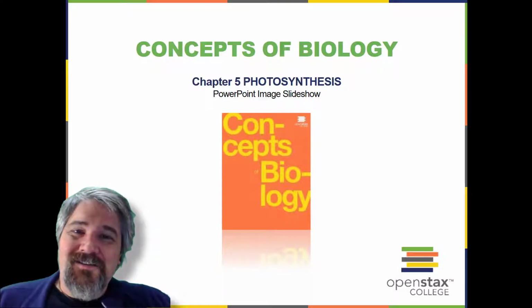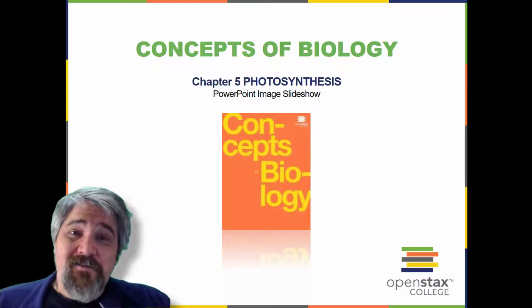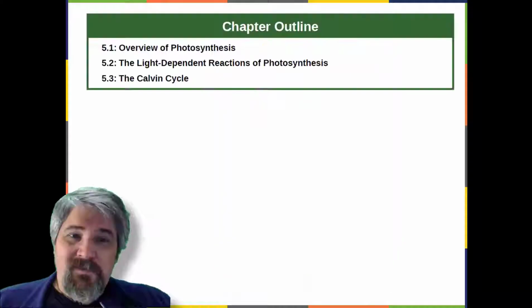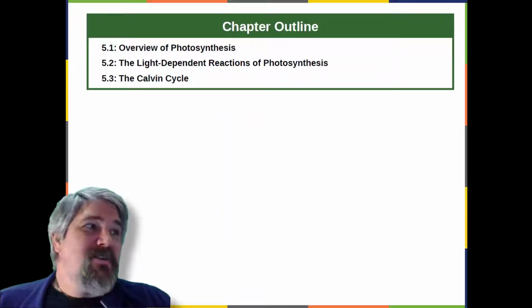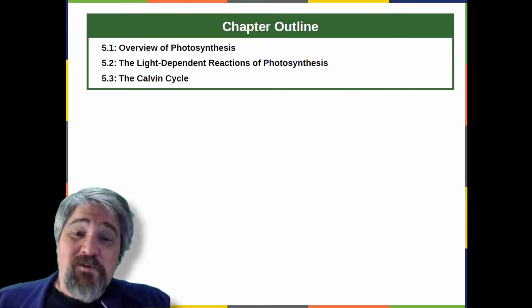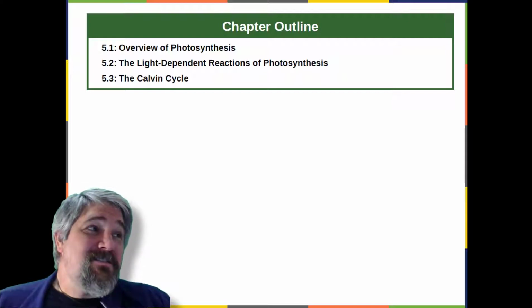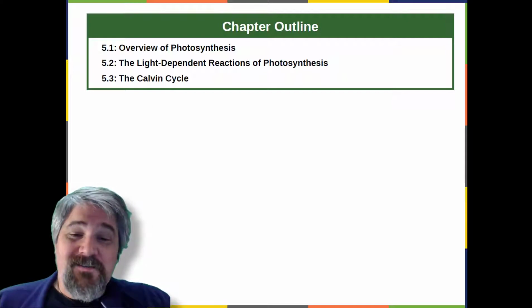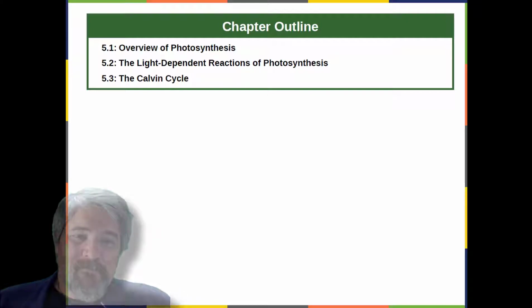Welcome back, and now we go into Chapter 5, Photosynthesis. Here is the outline of this chapter. I will give you an overview of photosynthesis, and then talk about the light-dependent reactions, and then the Calvin cycle.